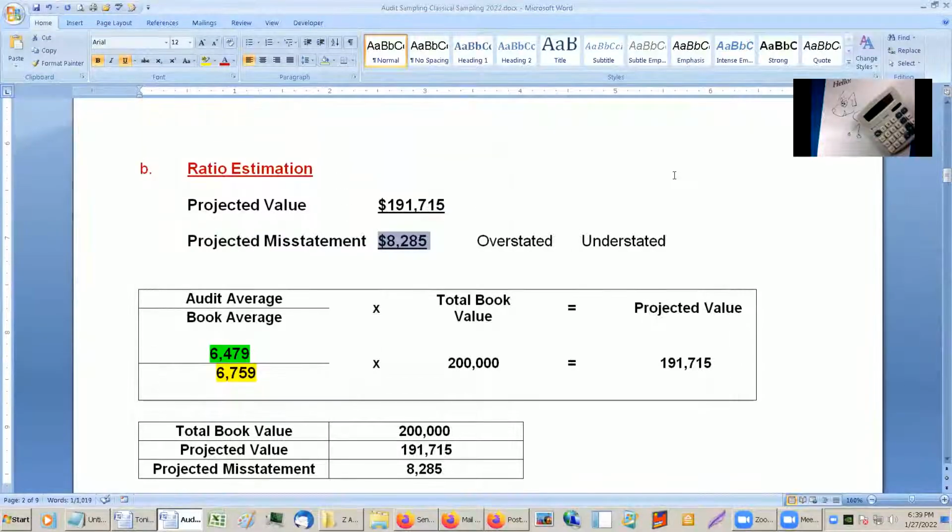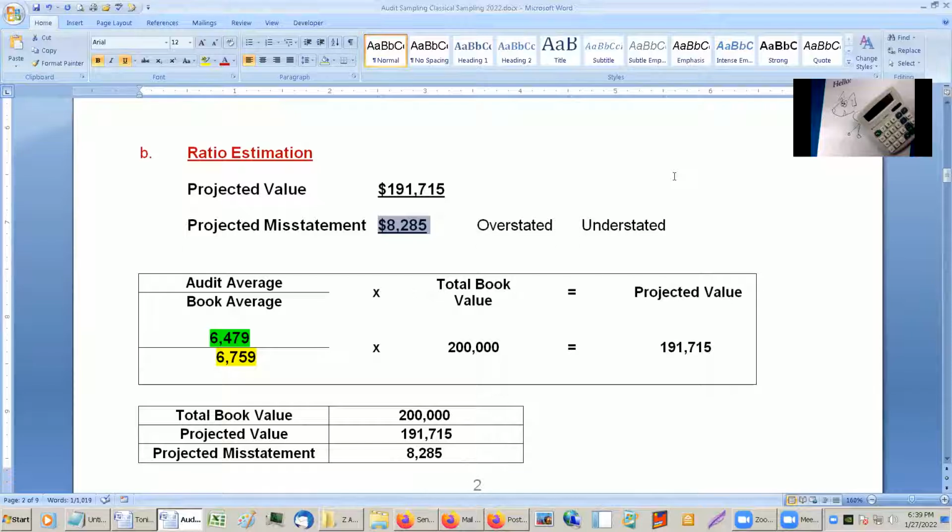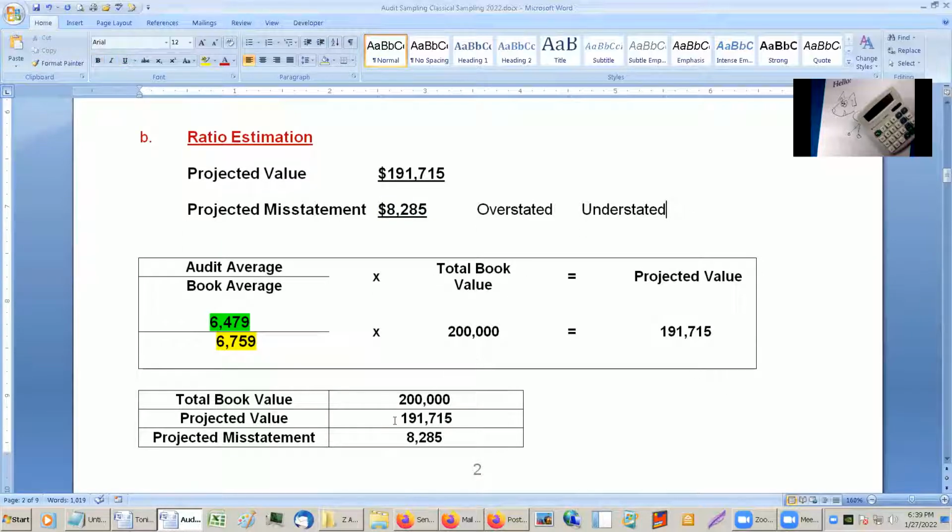Overstated or understated? Overstated. Yeah, we're saying that they should have 191,715 on the books, and they have 200,000. So this is overstated. They're overstating it by 8,000.